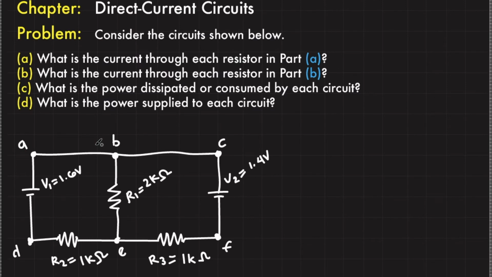So let's have another example. This example comes from OpenStax University Physics Problem 37. Consider the circuits shown below. I've just redrawn the circuit for part A.